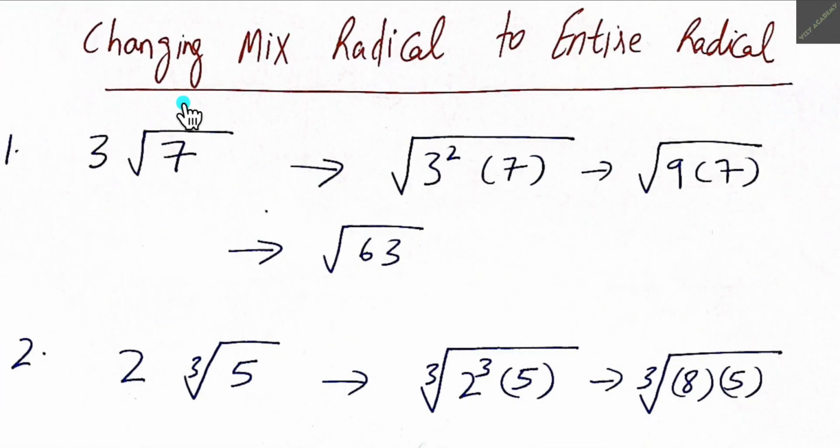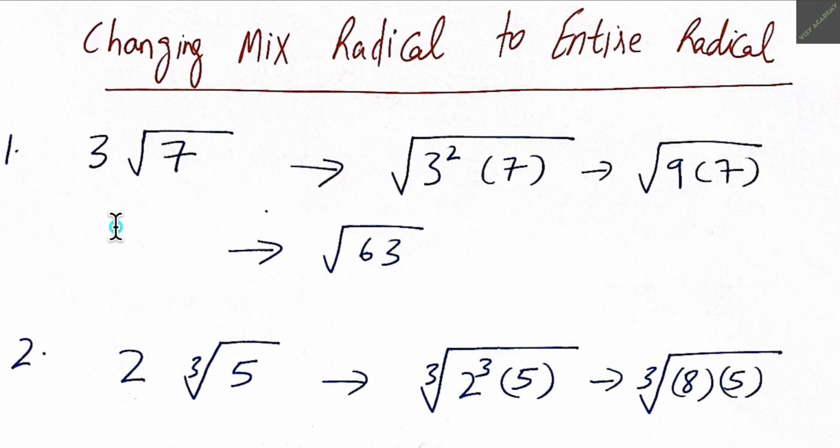Welcome to a new class, and here we will be learning about changing mixed radical to entire radical and entire radical to mixed radical. So first of all, what exactly is a radical? A radicand, which is 7 in this case, and index, which is a square root. Say it's a cube root, so index will be 3, and this is called the root, like the third root or square root. So this here, 3 root 7, is a mixed radical. So we will be changing it to entire radical.